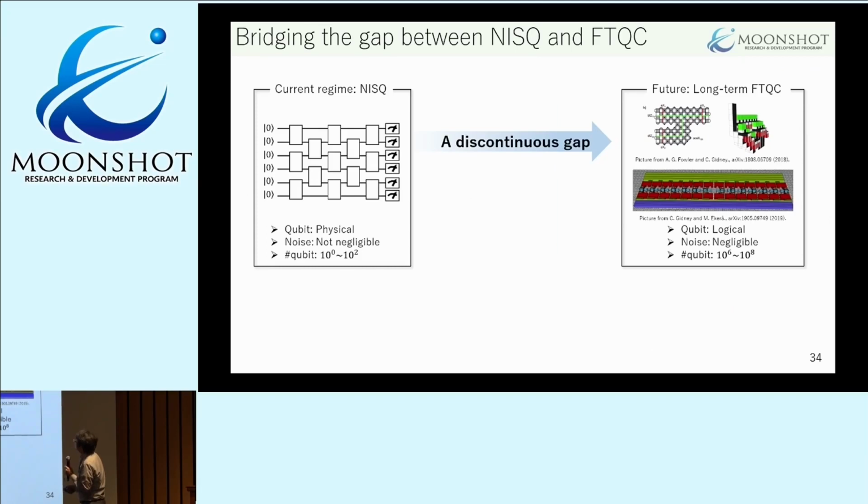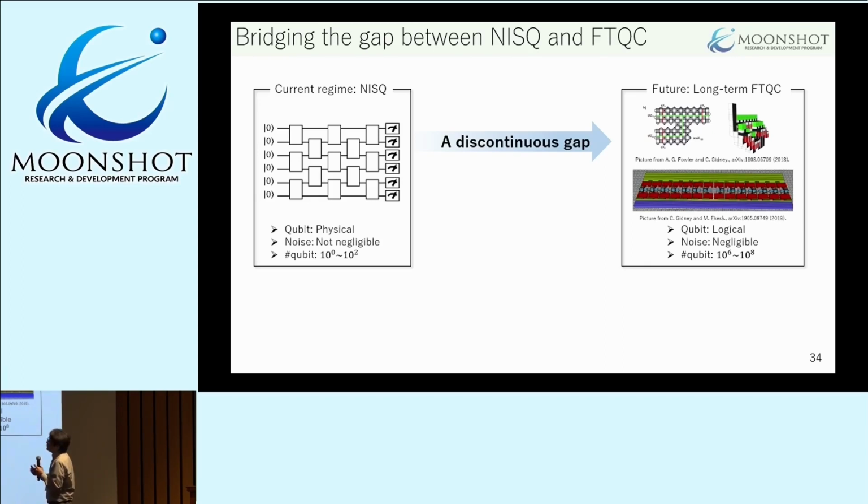Okay, so for the last part of the progress report, I would like to say a few words about NISC and FTQC. So as you know, there is a big gap in the scaling between the NISC and the FTQC. And this gap is kind of discontinuous in the sense that you have to invest a large initial overhead before you start to benefit from FTQC.